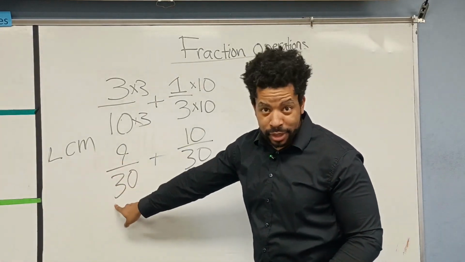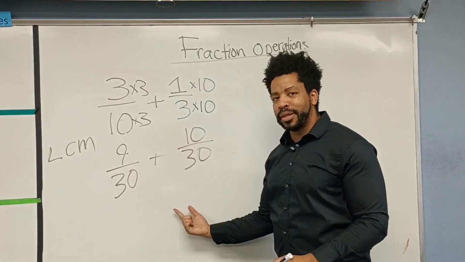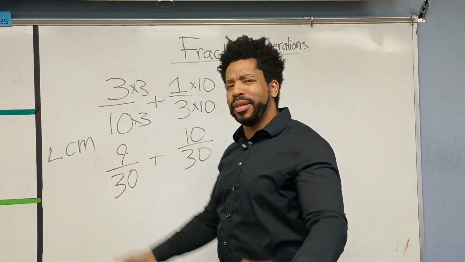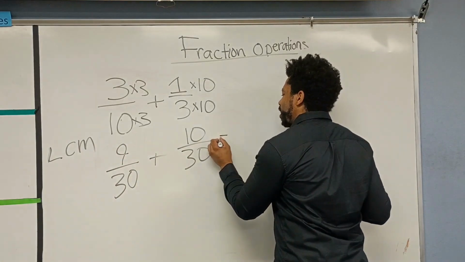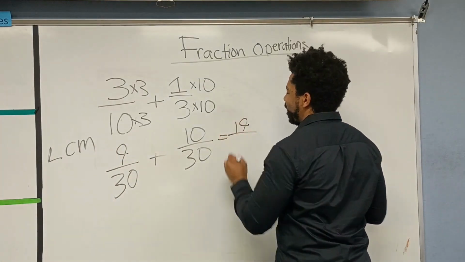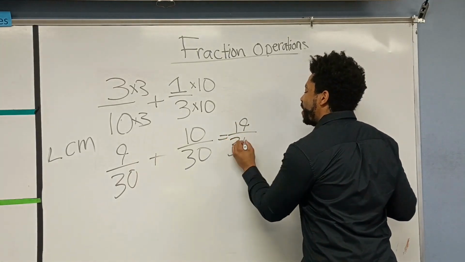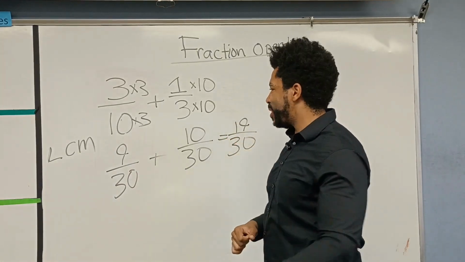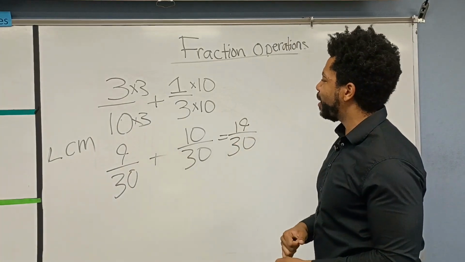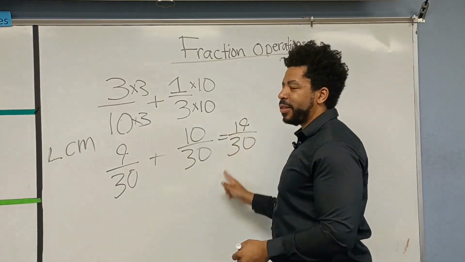Now we've reached the goal of getting to numbers that have the same denominator. Remember, 9 books plus 10 books. Oh, it's easy. 19 books. Okay, so equals 19 over 30. Keep it the same. Okay, so we get 19 over 30.